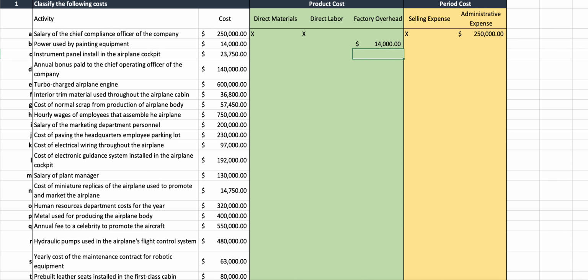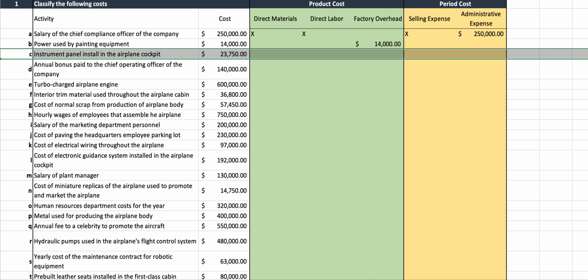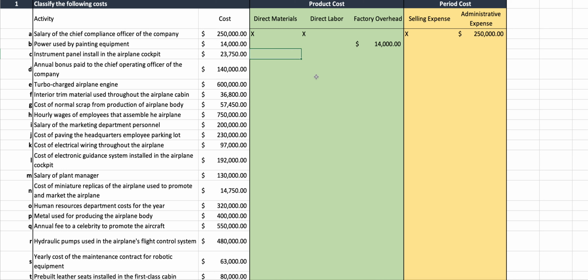Now let's look at the instrument panel that we install in the aircraft cockpit. Now that's actually going into the end product. So that's pretty easy to determine that that's a direct material. So I'm going to grab the direct materials. How about the annual bonus paid to the chief operating officer of the company? Yep, you kind of guessed it.